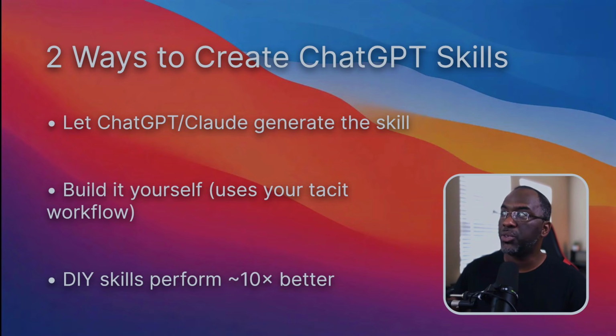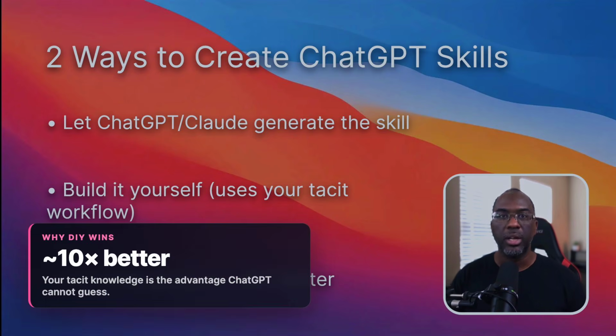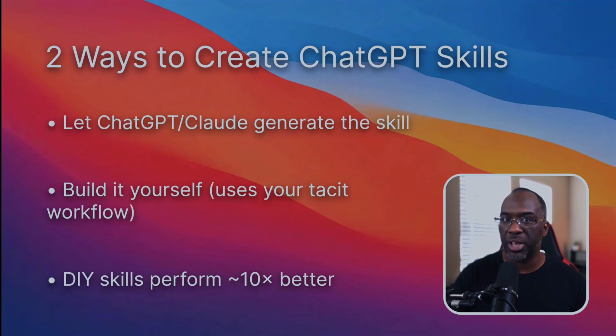Now, when it comes to creating skills, there are basically two different ways you can do it. You can let Claude or ChatGPT create them for you, and when they create the skills for you, they work. I'll give you that. They work. But when you create the skills yourself, they work 10 times better. They perform 10 times better because only you have the tacit knowledge about how your workflow actually goes, how you like things to be. And so you can really curate them and make them very precise when you create them yourself.